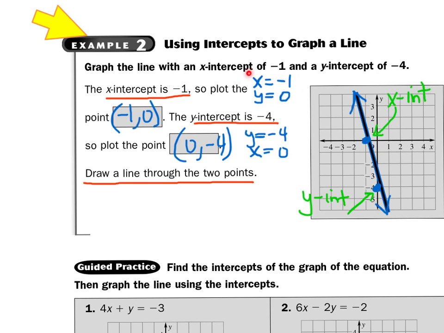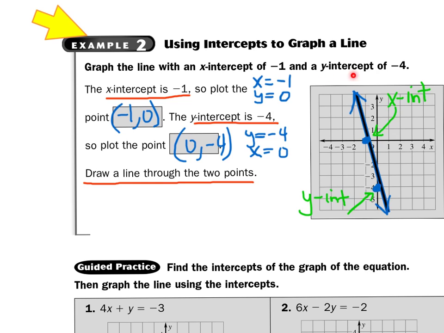So now I'm going to make this look like a point. So I'd put -1, comma, 0, and I'd graph that point. So I start at the origin, I go to the left to -1, and the 0 means don't move in the elevator, just stay right there. So I'm going to put that dot right there on the -1 on the x-axis.